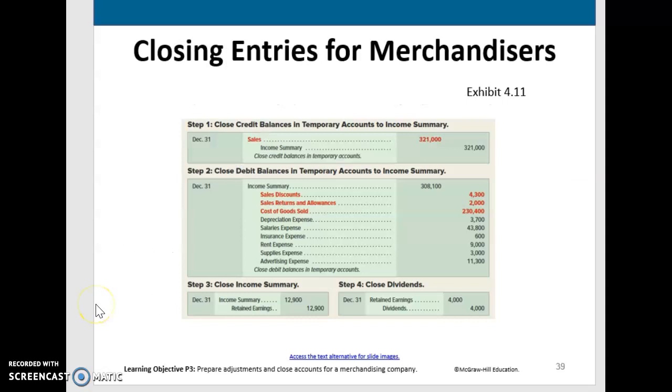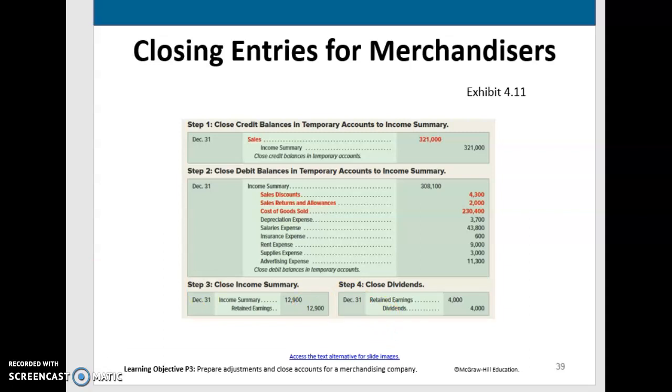At the end of the accounting cycle for a merchandiser, we close the accounts just like we do for a service entity. We'll have a few new accounts in our closing entries. Our revenue account is now called sales. We'll close the revenue account in entry number 1. In entry number 2, we'll close all debit balance accounts, adding the sales discounts, sales returns and allowances, and cost of goods sold accounts. Closing entry number 3 closes the net income or net loss, and entry number 4 closes dividends.